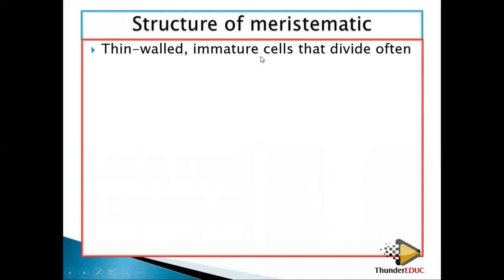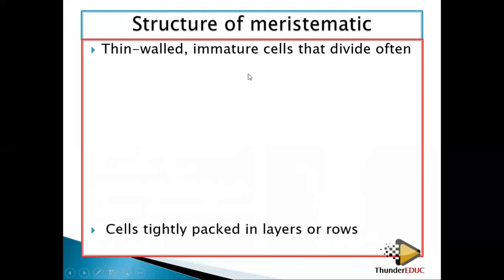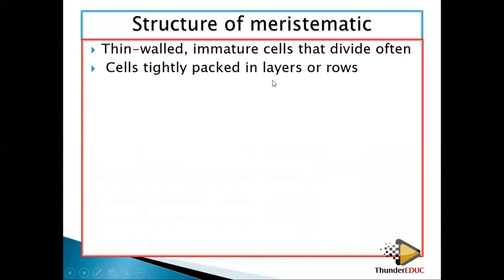Thin-walled, immature cells, it means that they can mature as they modify. Immature cells that divide often. Cells are tightly packed in layers and rows. So they are packed, which means that they can grow to give each other space. Then they have no intercellular spaces. There are no spaces in between these cells.